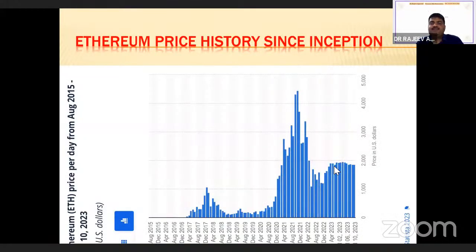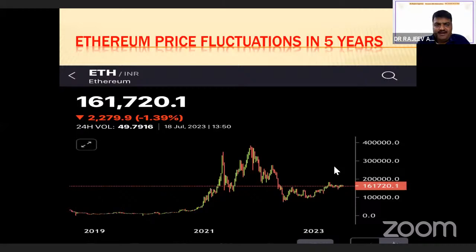Now, Ethereum prices from inception, I had bought Ethereum somewhere in 2016-17. That time it was at rock bottom. It touched a maximum of around 4,500 somewhere in August 2021, and then from there on, it has come down. Now it is wavering around $1,600 to $1,700. But I see personally it has a bright future. Ethereum 1,61,000 as on 18 July.